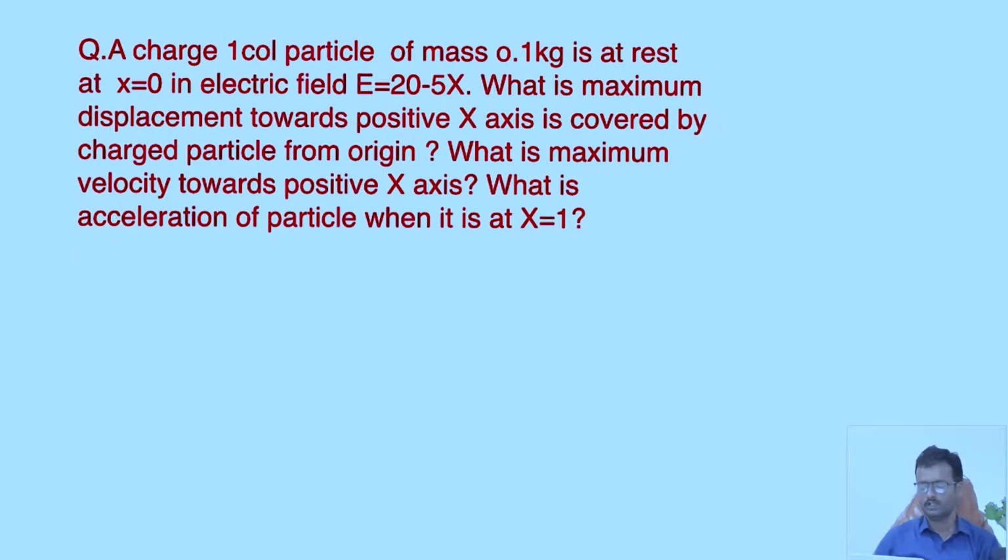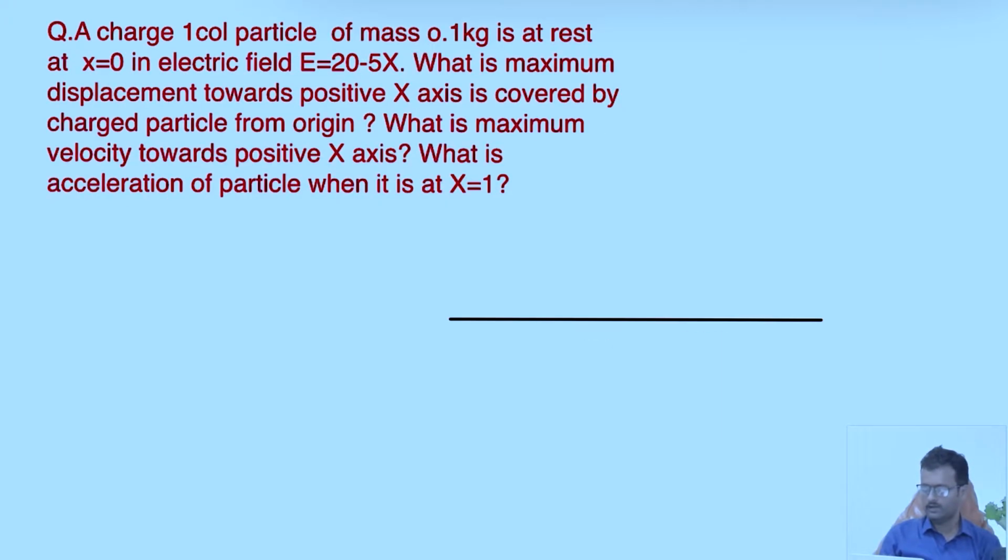Let's go to solve some problems. A charge of 1 coulomb and a particle of mass 0.1 kg is at rest at x equal to 0 in an electric field E equal to 20 minus 5x. See here, a charged particle of 1 coulomb is at x equal to 0.